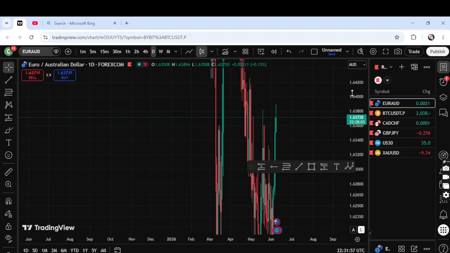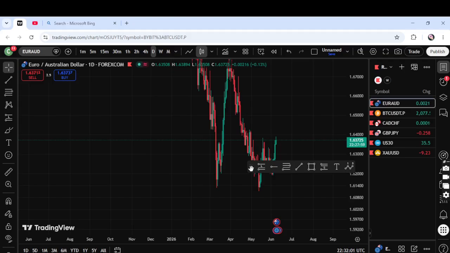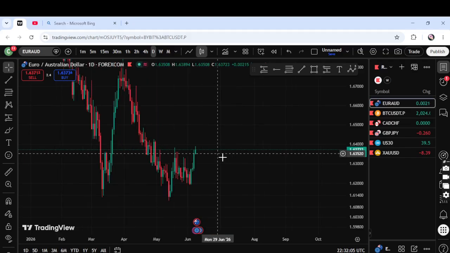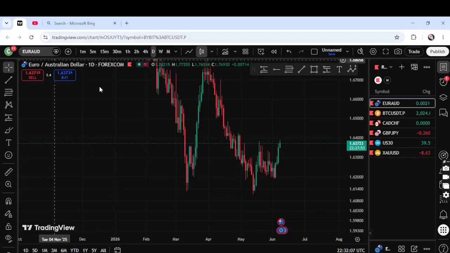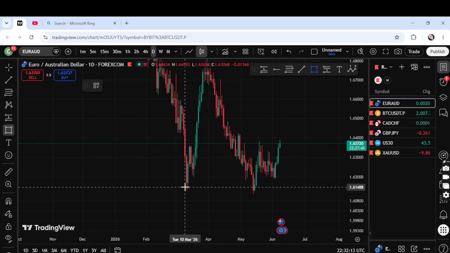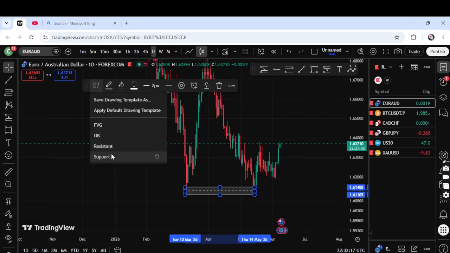So we should start from Euro AUD. Hope you guys are fine. Normally we start from the daily time frame. Here we know the bias of the market. So this is support.